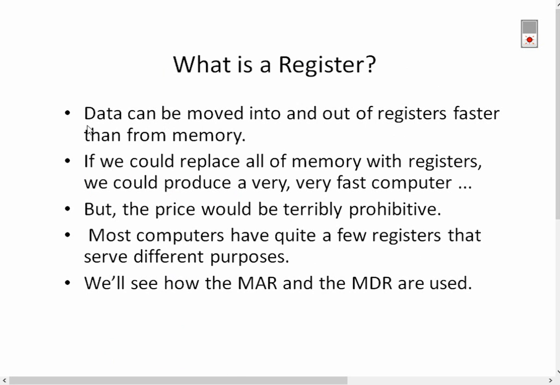Registers, very simple. What are they? Data. The key thing is that data can be moved in and out of registers much faster than from memory. And the reason is that with memory, I have multiple operations. I have to specify the address, then I have to specify that I want to move it and where I want to move it to. So it's going to take multiple cycles.